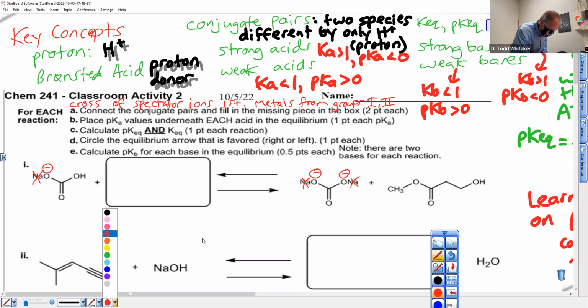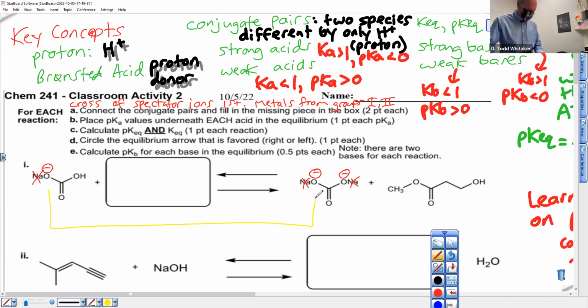How do I know these are a pair? They're different by only this H+. You put H+ on this O- and guess what you have? This. Also known as bicarbonate. And the question now is, which one of those two in the pair has the extra proton? Because it's the acid. Correct, the first one.